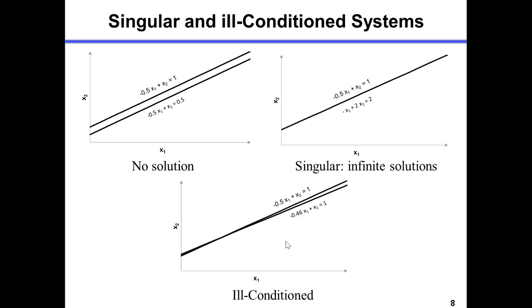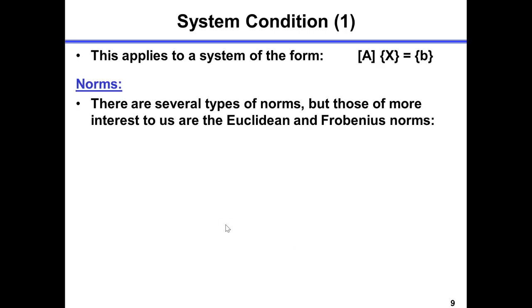So when we have an ill condition, when you want to get the answer, it's not easy to find it. So let's talk about the system condition a little. This applies to a system of the form, let's say we have A times X is B. It's exactly the same equation that we had before. There are several types of norms, but those of more interest to us are the Euclidean and Frobenius forms.